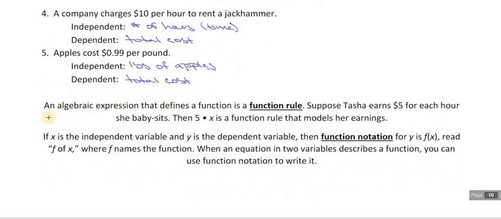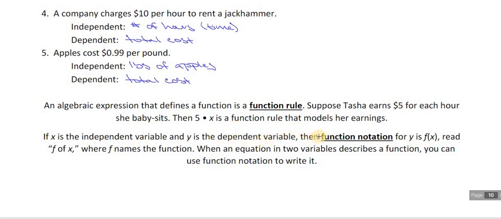Now, a function rule is an algebraic expression that defines a function. So, for example, if Tasha earns $5 for each hour she babysits, then we would use 5 times x as our function rule to model her total earnings, because we could also view it as $5 per hour. So we'd be multiplying 5 times the number of hours. If x is the independent variable, because it can vary or change, then y is the dependent variable. Okay, so y is the total amount she's bringing in.